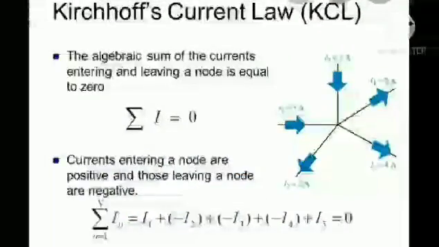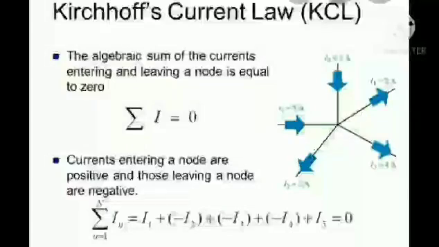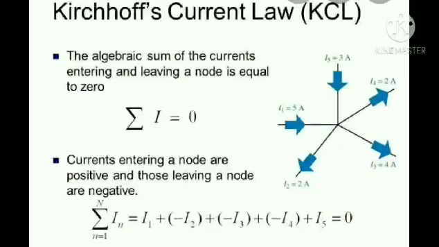So now let's come to the first law, which is Kirchhoff's current law, or the KCL. The algebraic sum of the currents entering and leaving a node is equal to 0, which is given by summation of I equal to 0. Here you can see there are different amperes of current entering and leaving a junction. So the sum of the currents entering and leaving a junction must be equal to 0.